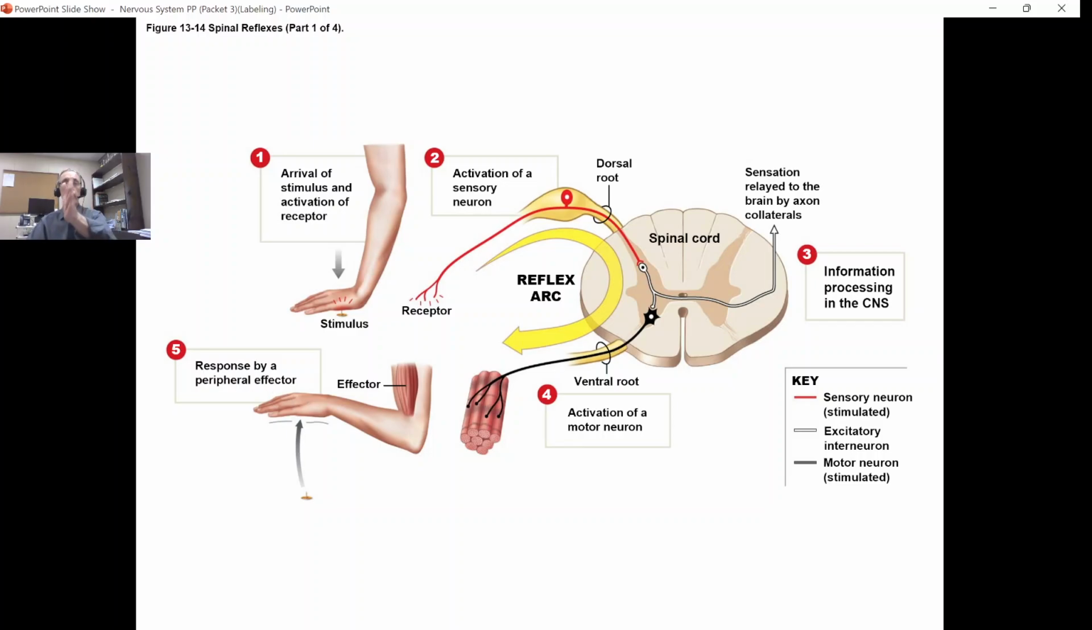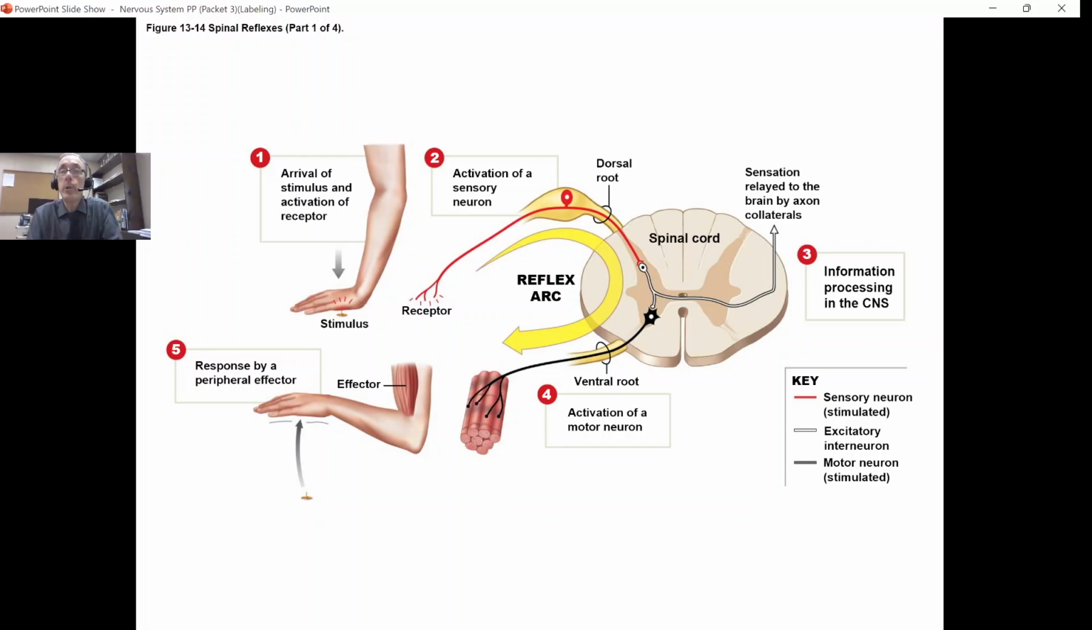So you should be able to put them into the correct sequence. Receptor to the sensory neuron. In the spinal cord are the integrating neurons, they process the information. The outflow, the fourth component, is the motor neuron. And then the part of the body that's going to respond is the effector.